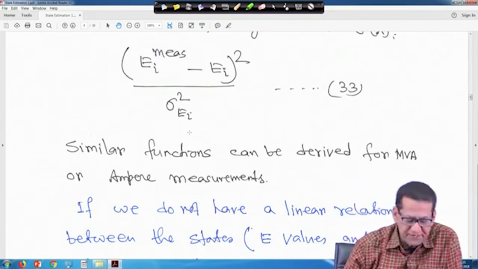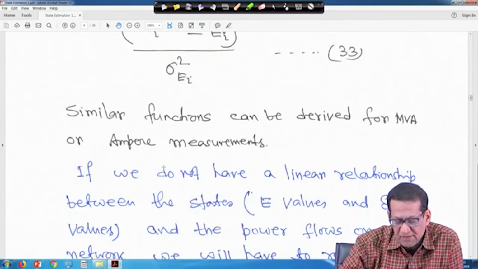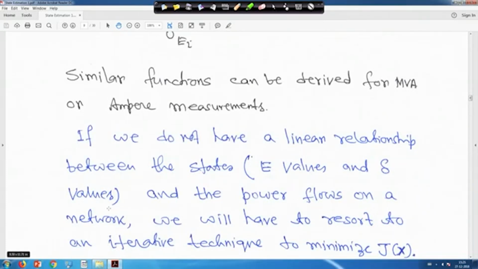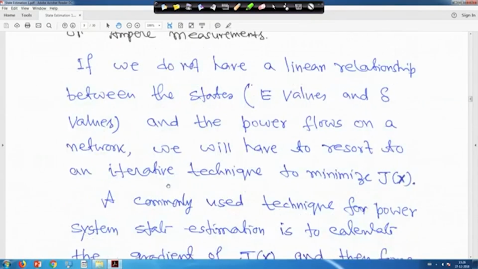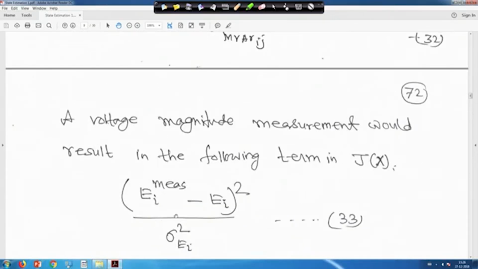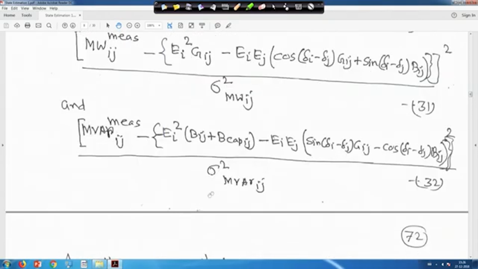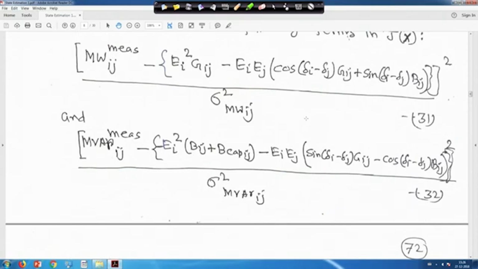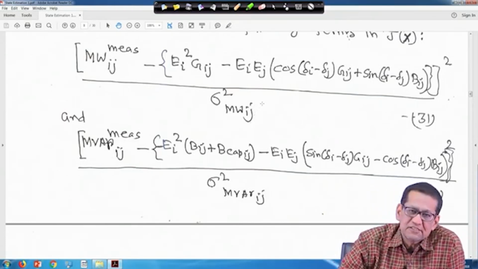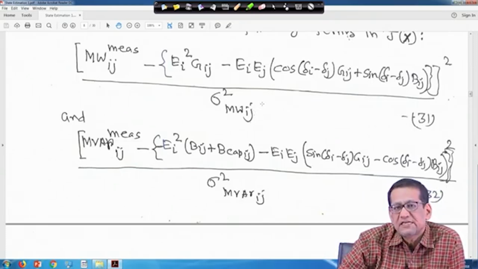Now, if we do not have a linear relationship between the states, that is the E values and delta values, and the power flows on a network, we will have to resort to an iterative technique to minimize Jx, because ultimately these terms, equation 33, equation 31 and equation 30 or 32, are non-linear. To make this term zero, you have to minimize this objective function. It is not linear, so a direct solution is not possible. So we have to go for an iterative technique.